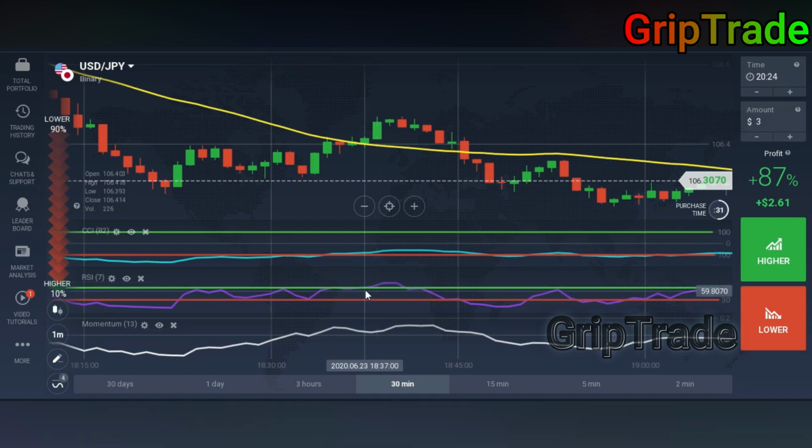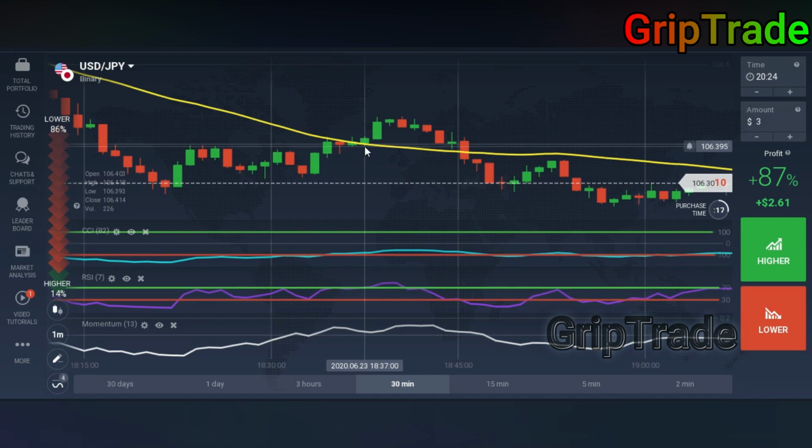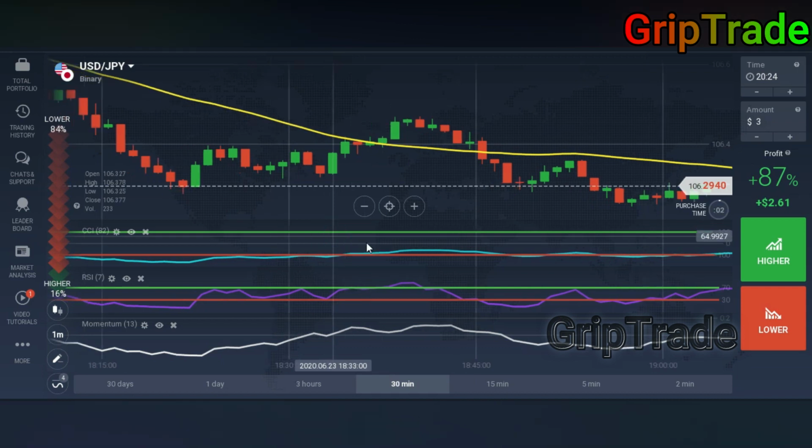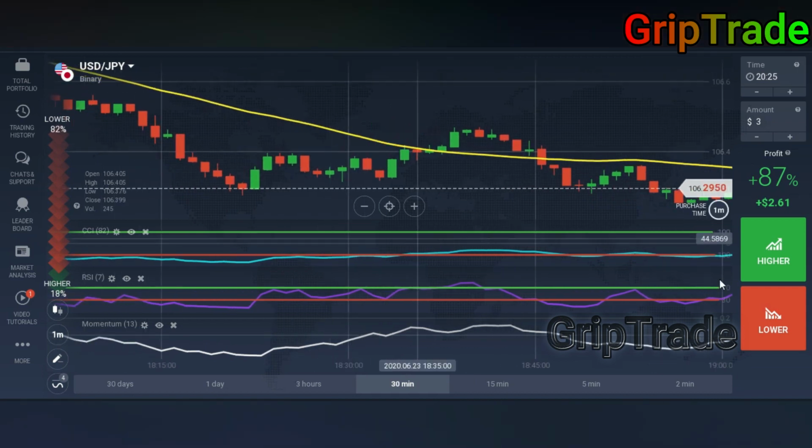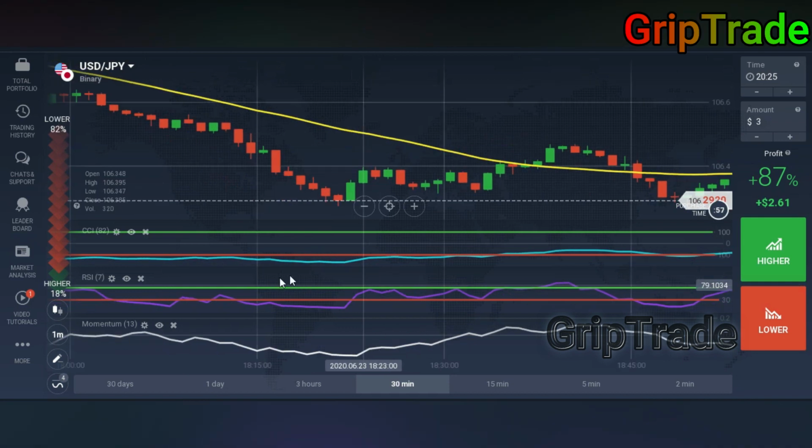What I need to tell you is that at least two of these indicators should be parallel to each other at that point of time. At this point of time, when the SMA intersected the green candle, RSI and momentum both were beyond the upper baseline, the green upper baseline. So all you need to do is put a buy trade, a call option, a higher trade. I hope you got my point.